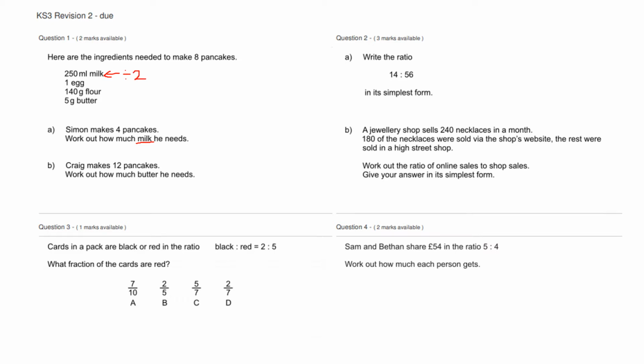For part B, Craig has made 12 pancakes. How much butter does he need? Well, he needs 5 grams for 8 pancakes. So 8 pancakes is 5 grams. So perhaps if you worked out what 4 pancakes, how many grams that would be, and then you could add those together. Okay, if you knew what 8 pancakes is, you can easily work out what 4 pancakes is and you can add those up.